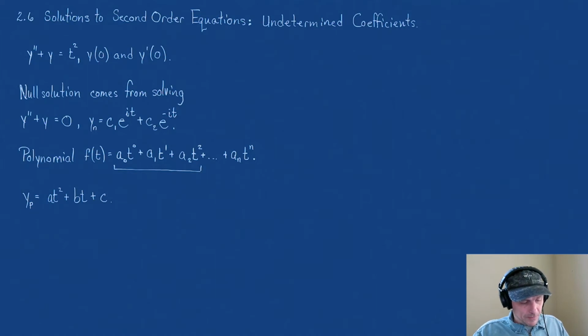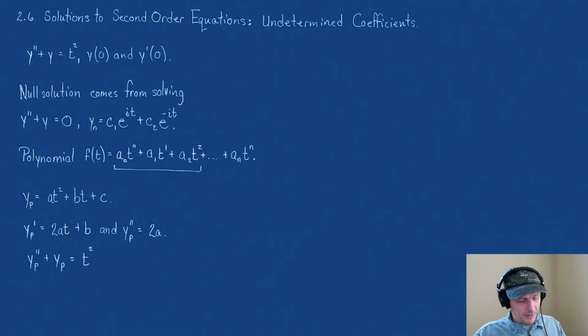So I'm going to need to find y particular prime. Well, that's going to be 2 times a times t plus b. And we need y double prime. Y double prime is going to be 2a. Oh, and that's it. Okay, now remember what we do is now we solve for our a's, b's, and c's by going back to y particular double prime plus y particular equals t squared and see what we get. All right, let's do that.